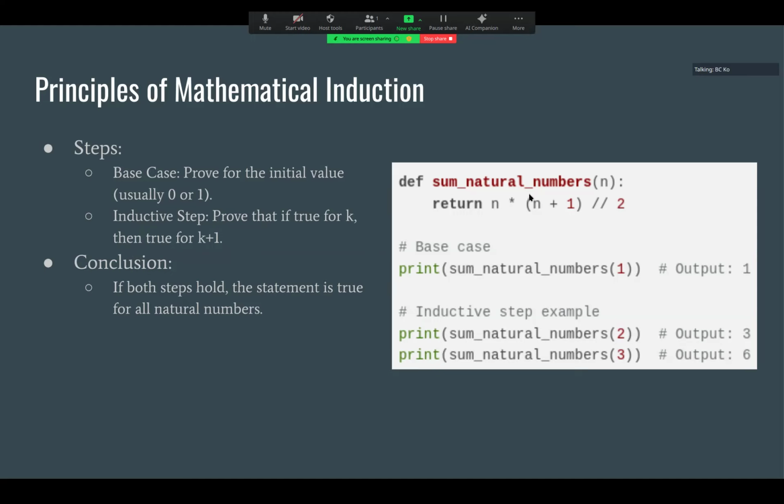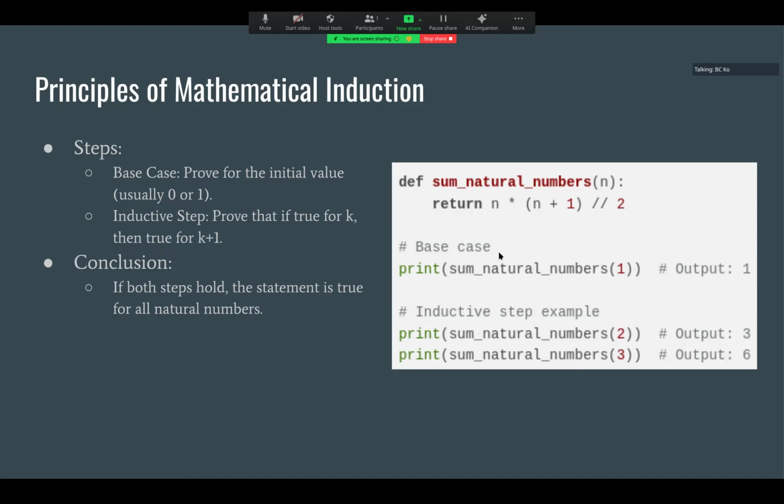So if we look at this Python code, we have defined a function called sum natural numbers, and it receives n as a parameter. This calculates the sum of the first n natural numbers using the formula n times n plus 1 divided by 2, using integer division.